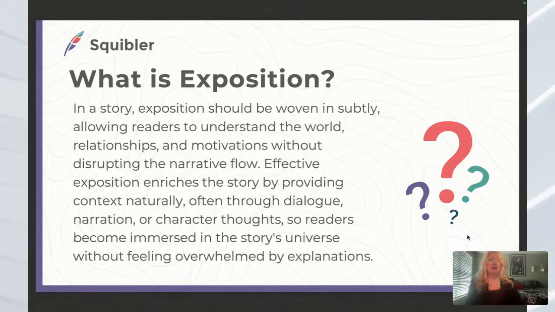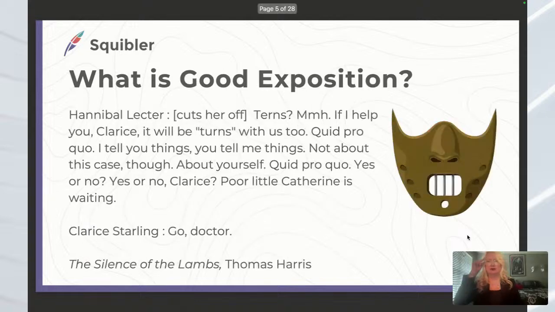So in a story or screenplay, exposition should be woven in subtly. This is going to allow readers to understand the world, relationships, and motivations without disrupting the narrative flow. Effective exposition is going to enrich your story by providing context naturally, and this is often through dialogue, though not always, narration, or character thoughts. So readers are going to become immersed in the story's universe without feeling overwhelmed by explanations.